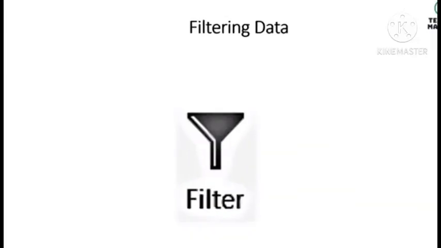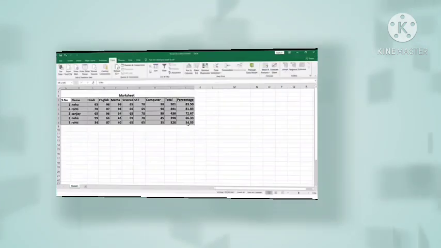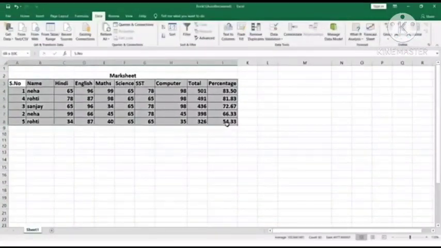Now we are going to learn how to filter data. Do you know what filtering is, children? Microsoft Excel provides several ways to analyze data in a list. The filter feature allows you to see only those records that you want to display, while it hides the rest of the data temporarily from view. You can filter a list to display records that meet specific criteria by using the AutoFilter command. So you can hide certain data.